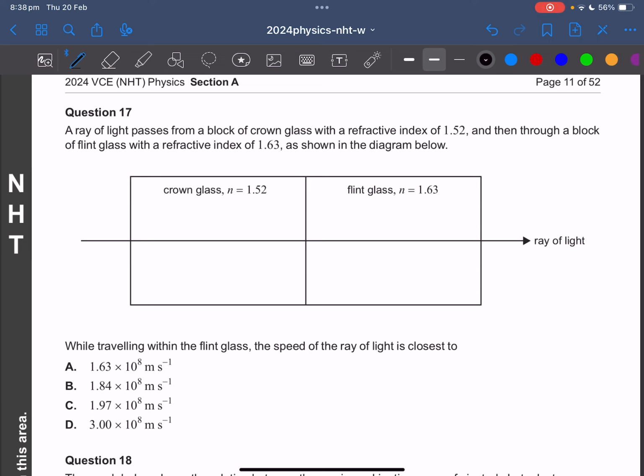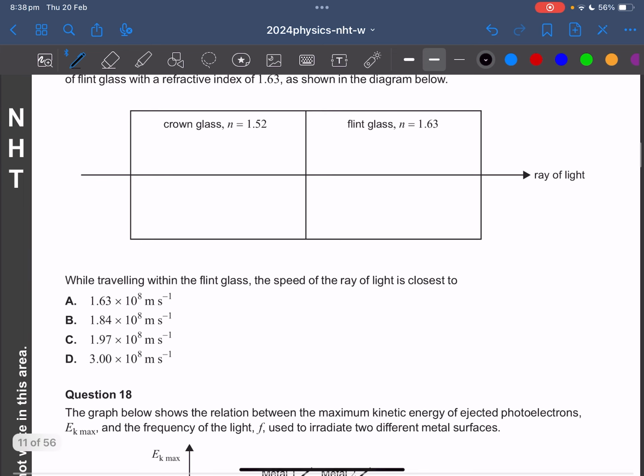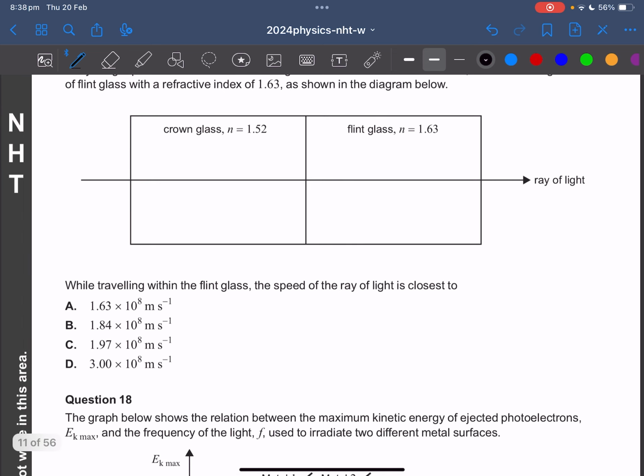All right, so a ray of light passes from a block of crown glass with a refractive index of 1.52 and then through a block of flint glass with a refractive index of 1.63 as shown in the diagram below. While traveling within the flint glass, the speed of the ray of light is closest to.